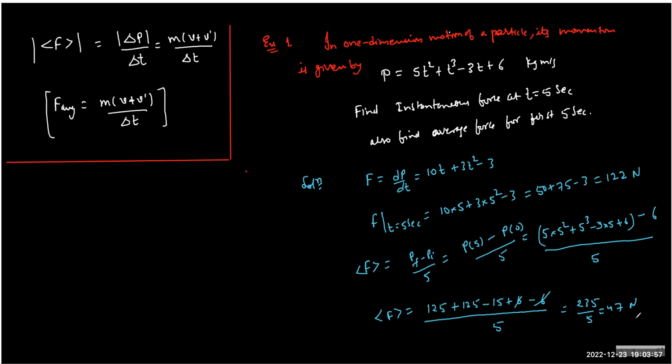So what you realize is that the instantaneous value is really high, but the average of that interval is low. It means the force was very small in the beginning. It grew to the value 122, but the average for the entire interval came out to be only 47 Newton. Is this clear? So these are the one dimension questions of momentum and force calculation. If you know the momentum and the change, you can get the answer.